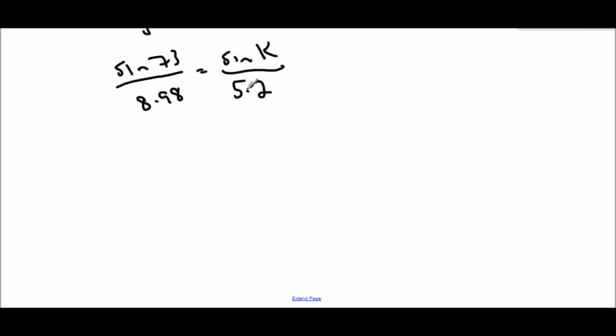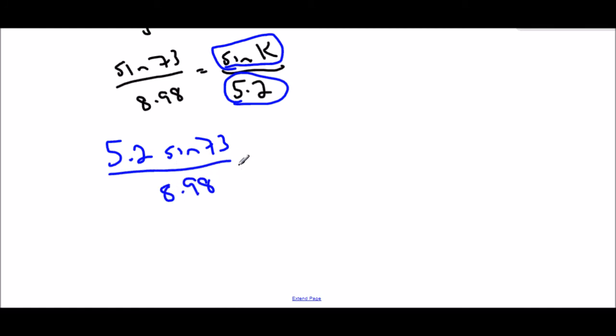So I'm not going to type these numbers into my calculator yet. I'm going to rearrange the formula first. So I'm going to start by, if I want to isolate sine k, I need to multiply by 5.2 to get rid of that divide. So on both sides, if I multiply by 5.2, my next step would look like this. And at this point, I can do all of this calculation in my calculator to get a value for sine k. So that's what I'm going to do next. 5.2 times sine 73. And then I press equals, and then I press divide by 8.98.